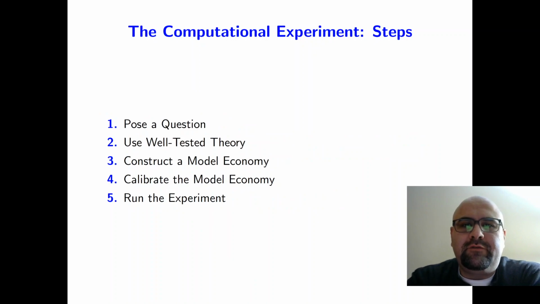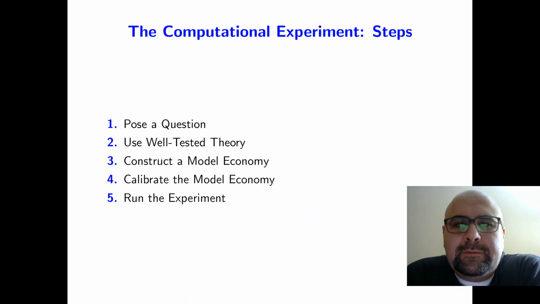So there are 5 steps in general in a computational experiment. First, we want to pose a research question. So this is the question of interest that we are researching about. And then we are going to choose a theory that is suitable for the purpose. Then we construct a model economy using that theoretical background. After that, we are going to calibrate the model economy.